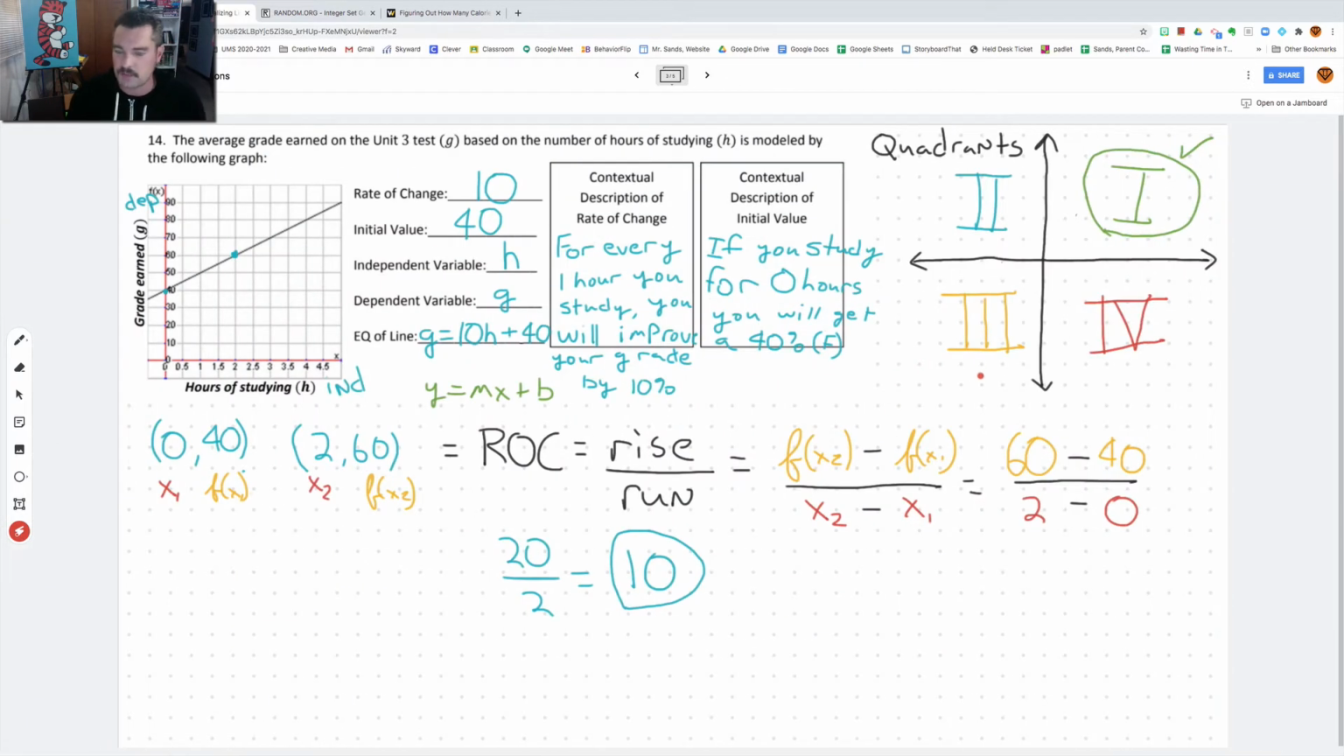So this was the example we worked through today about the average grade on the Unit 3 test based on number of hours of studying. Looking at this graph, this is our independent variable because it's on the x-axis. We labeled that here. That's our hours of studying, which is why we wrote H for independent variable. We also have our dependent variable, which is always going to be on the y-axis.